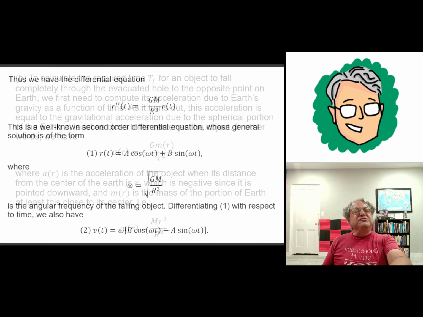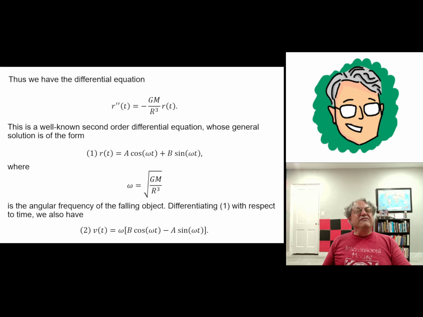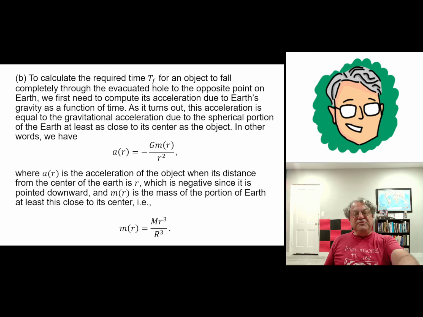And now we can combine these equations to get a differential equation for the equation of motion of the object as it falls through the Earth. If you know a little bit of calculus, acceleration is the second derivative of your position, your displacement. So I'm writing this r double prime of t, and you have to have a minus sign here because the acceleration is downward. Acceleration is negative. Remember, r is decreasing. So we have r double prime of t is equal to minus g times capital M all over capital R cubed. That's what you get when you combine the two previous formulas.